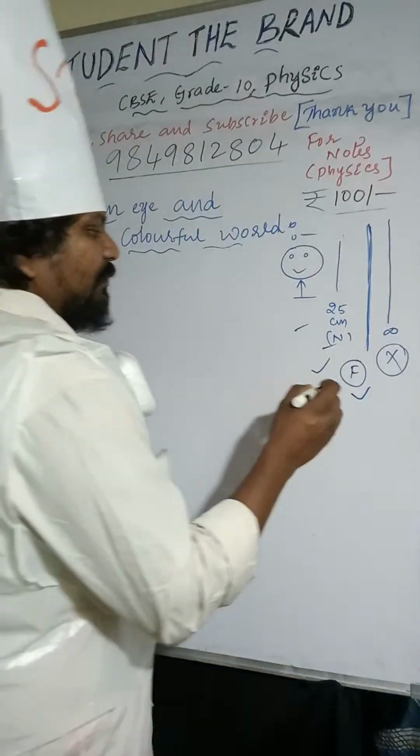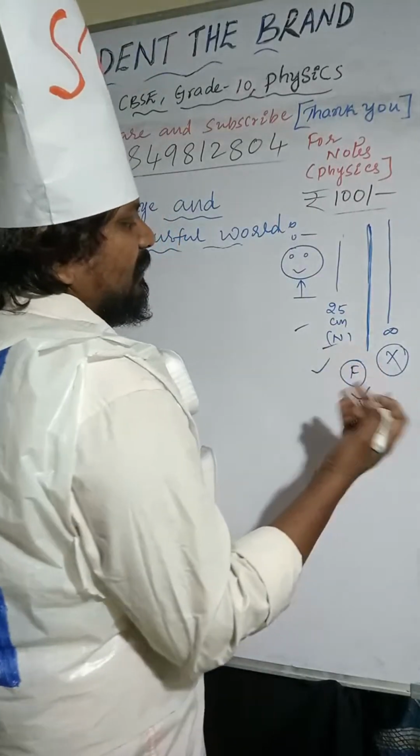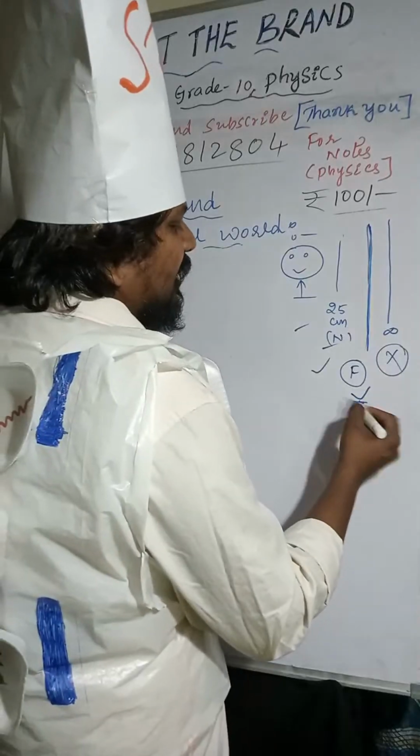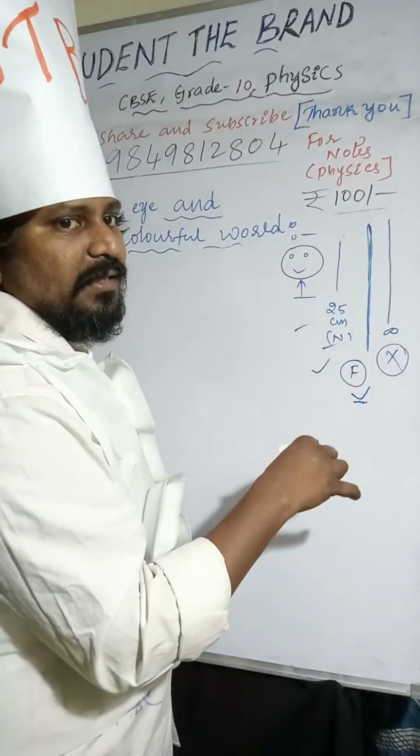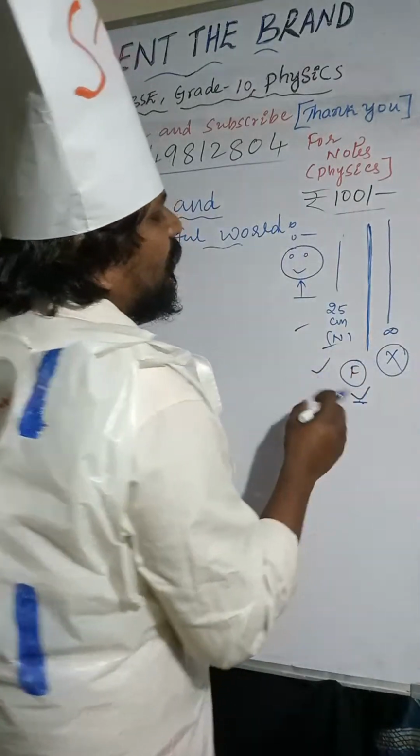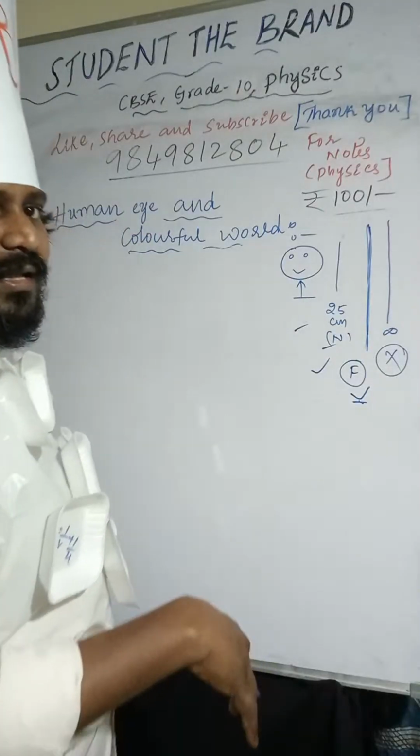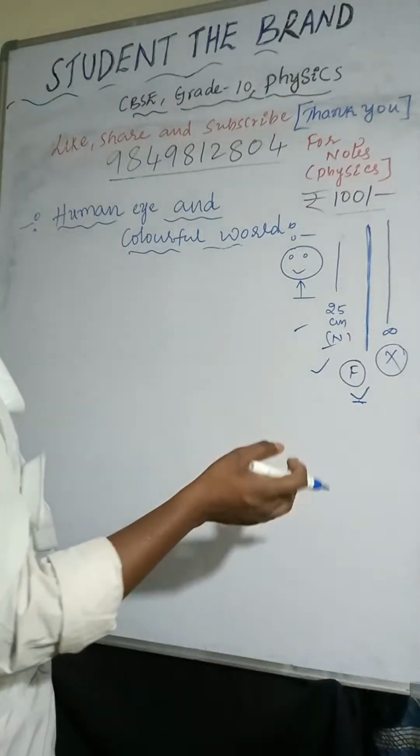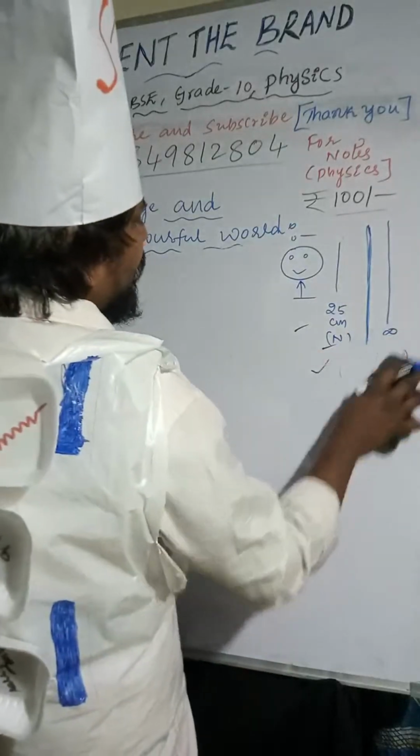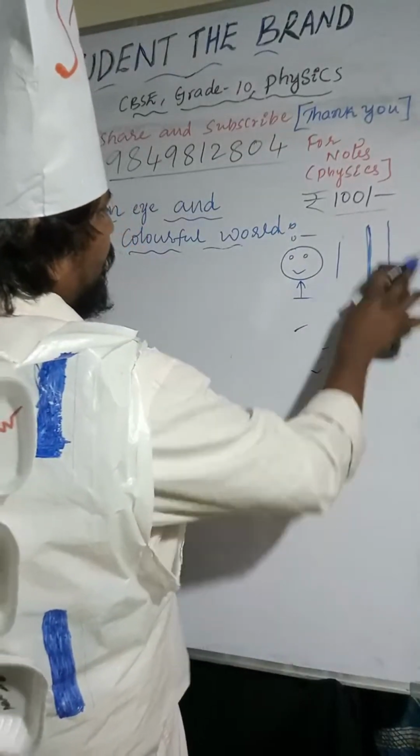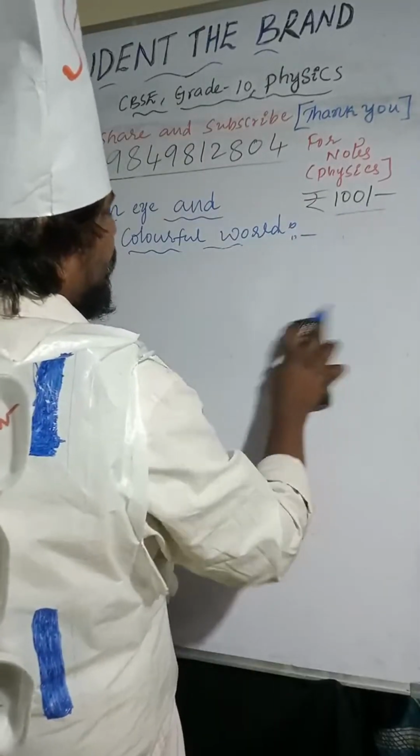So if the light rays are coming from the far point, he can see. Anyway, this point he can see, so no problem. The problem is only beyond that point. Beyond that point he can't see, so that is also a defect. So we'll draw the diagrams: the far point of myopic eye.